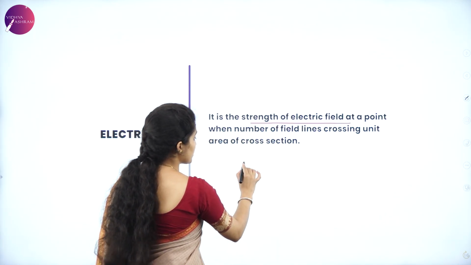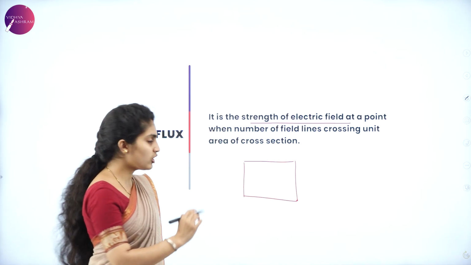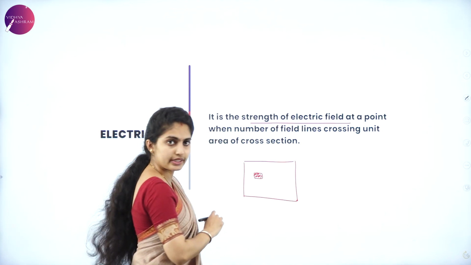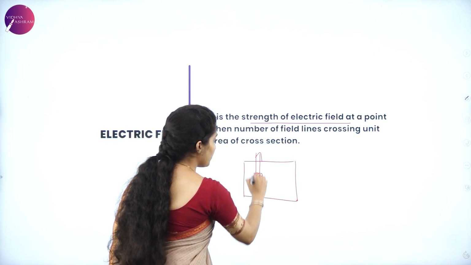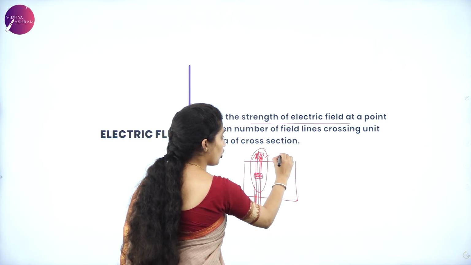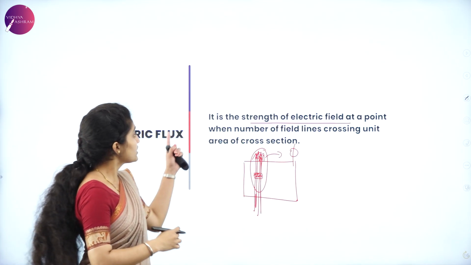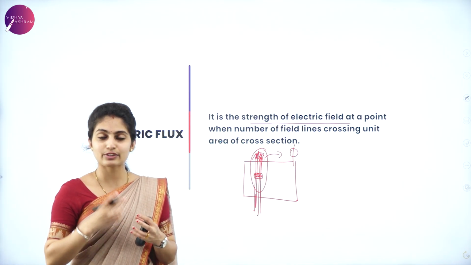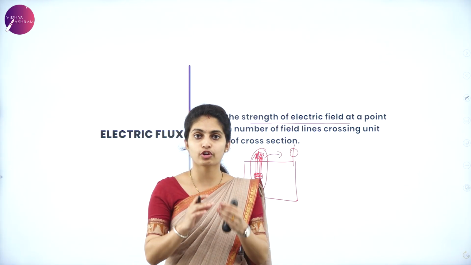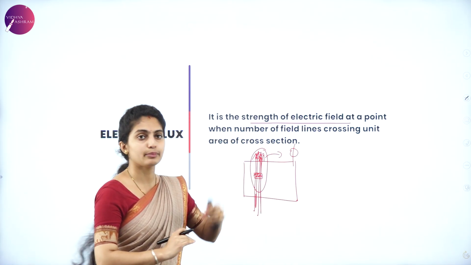Suppose you consider a conductor, and this conductor has a certain area, I'll just consider unit area. This can be a unit area through which n number of electric field lines are passing. So this can be called electric flux, which is given by this symbol. It is a strength of the electric field. How many electric field lines pass through a unit area of cross section within a conductor is said to be electric flux, and it is given by this symbol.